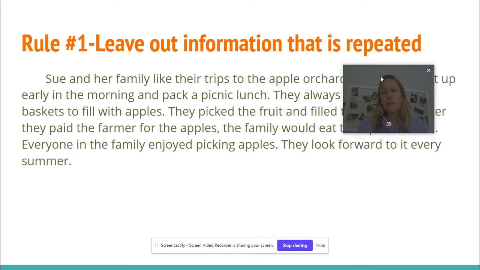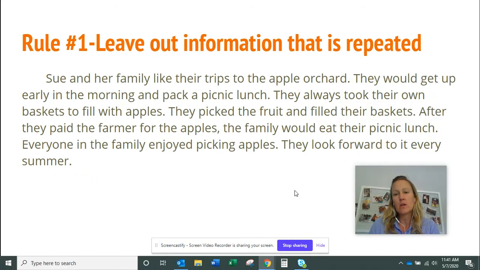So let's take a look back at this apple orchard, apple picking paragraph. That was the topic of this one, apple picking. And we said that it does not have a topic sentence that would serve as a gist. That first sentence here, Sue and her family like their trips to the apple orchard. If you go into this, it's not just about them liking it. And we're going to go through that together and kind of see that happen.